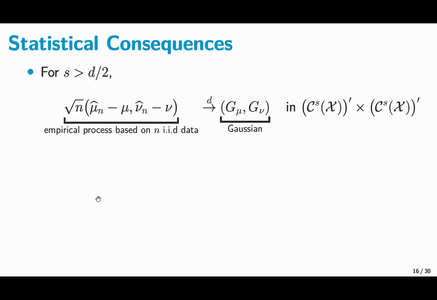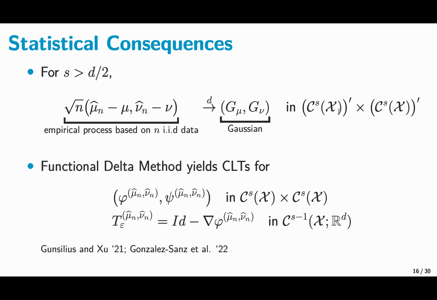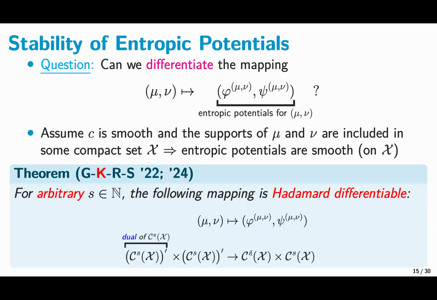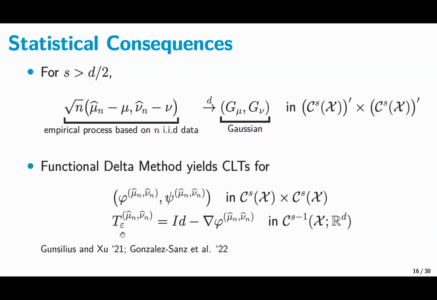So when you choose S large enough, then the empirical process based on IID data satisfies a CLT in the dual space, in the dual Hölder space. Okay. So this is a classical result in empirical process theory. So now you can combine the functional delta method to get CLTs for the plug-in estimators of the potentials and also the map. Okay. Simply because in this case, the map is essentially given by the gradient of the potential. Okay? And the potential is differentiable as a mapping into the C^S space. Okay, so if you reduce the index by 1, then this map is also Hadamard differentiable as a function of the two marginals, as a mapping into this space.